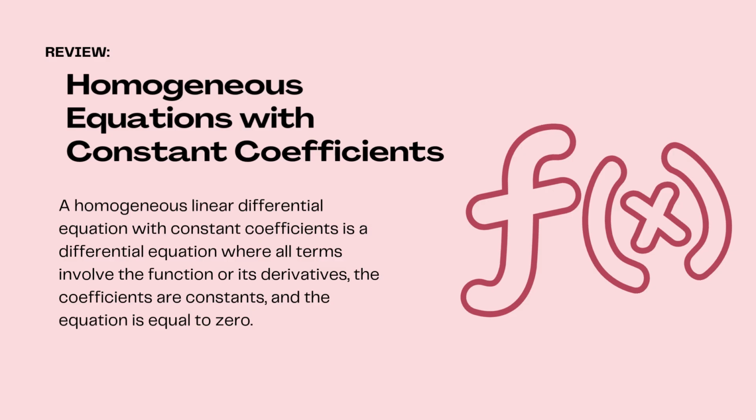A homogeneous linear differential equation with constant coefficients is a differential equation where all terms involve the function or its derivatives. So the coefficients are constants and the equation is equal to 0. The constant coefficients are the numbers that multiply the derivatives of y. These coefficients do not depend on the independent variable.